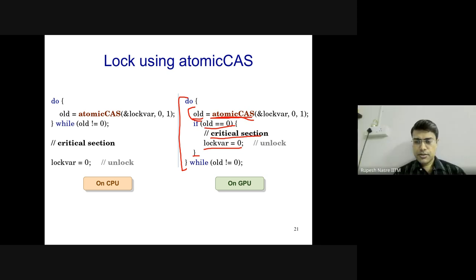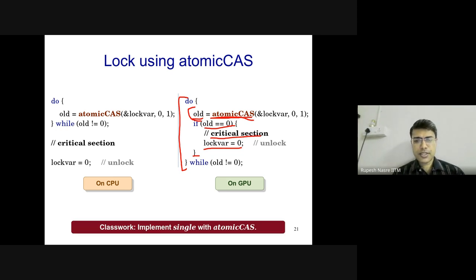Any other questions? Right. As I had warned you, this synchronization topic is a little involved and we have to continue focusing, so please keep doing that. Now, can you implement single with atomic cache? We said single is a construct which requires that exactly one thread enters, but it doesn't matter which thread enters. Can that be done with atomic cache?